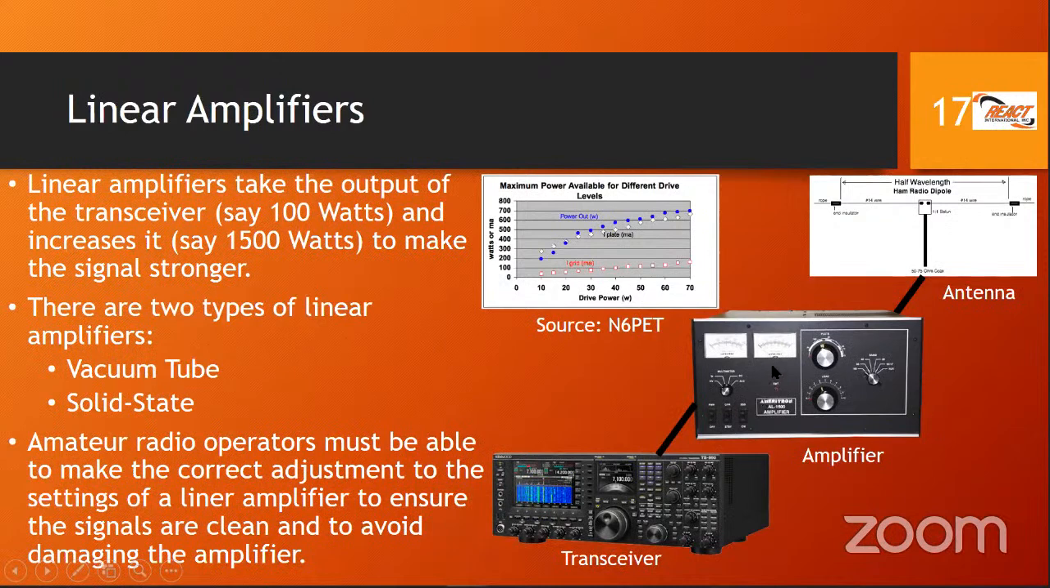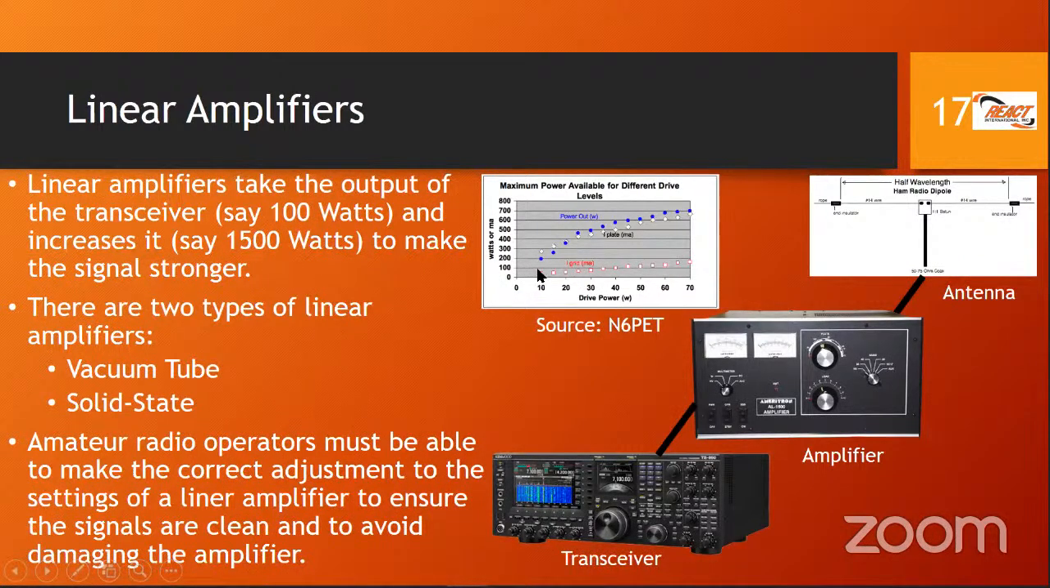And there are two types of amplifiers that we are using in amateur radio. One is called the vacuum tube, so the architecture inside of it is vacuum tubes. And the other type is solid state. So those are the two types of amplifiers, vacuum tube and solid state. And we make the point that amateur radio operators must know how to properly adjust our amplifiers, because if we do not, we can cause all sorts of problems. We can have distorted signals and we could also damage our amplifiers. So we have to make sure we adjust them.